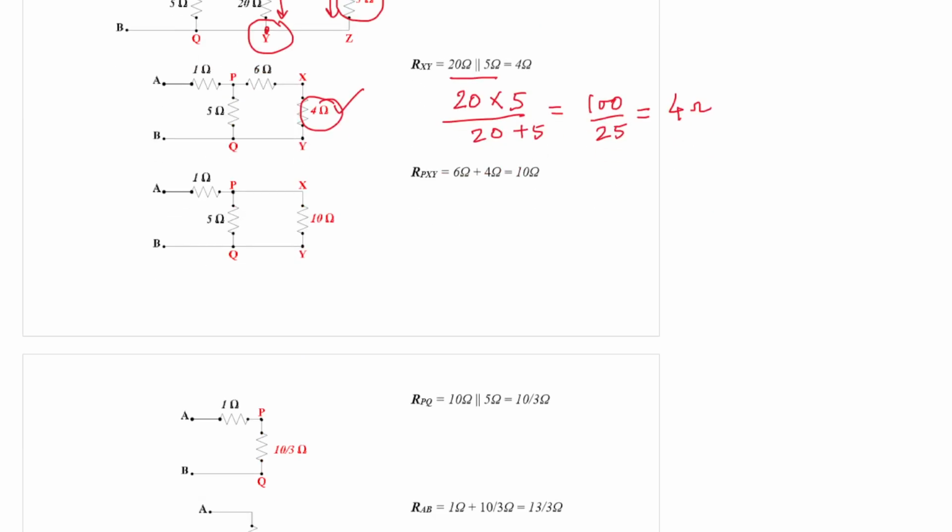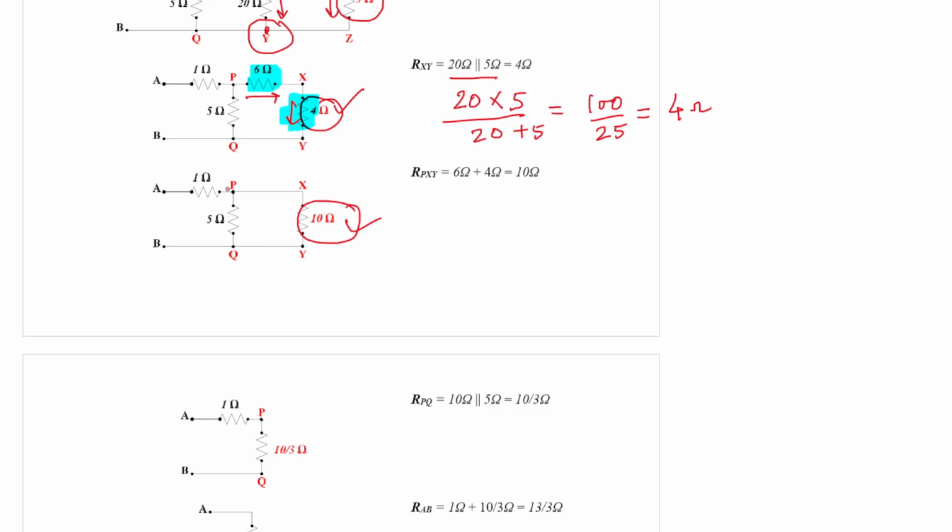Now moving on, you see this 6 ohm resistance and this 4 ohm resistance are again connected in series, because the same current will be flowing through them. So basically this 6 and 4 becomes 10 because they are connected in series.